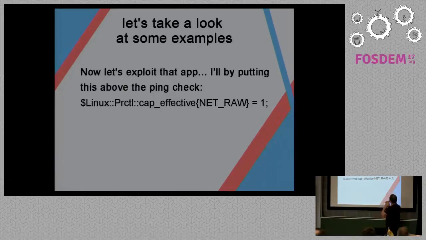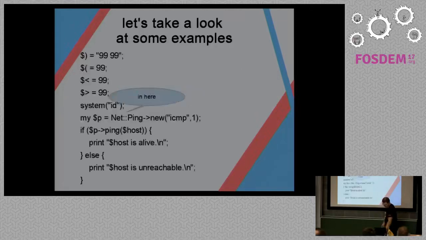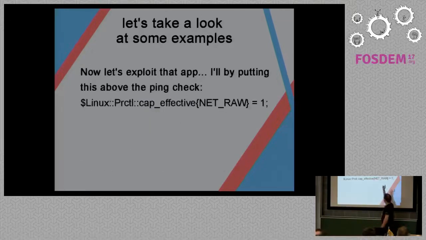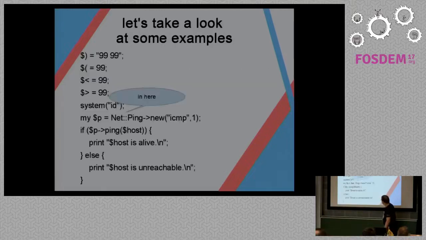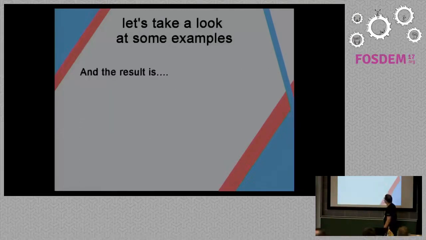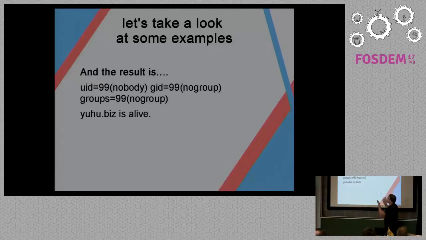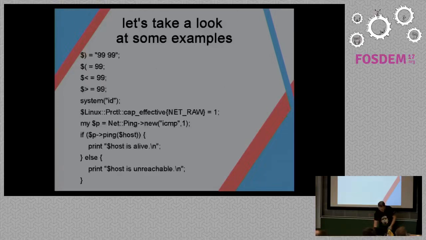So if we add this line here after the system, before the actual ping, and this is using the prctl, setting the effective capabilities, CAP_NET_RAW, to 1. When we have this, we can actually ping it. Why? This is a big issue for me because you shouldn't be able to do this. And I'll tell you why.